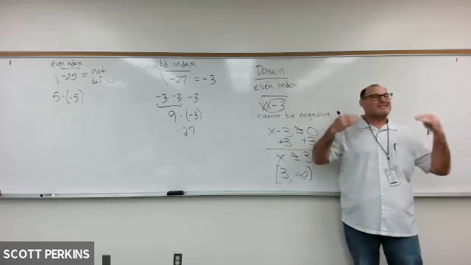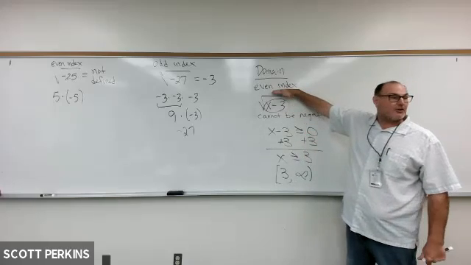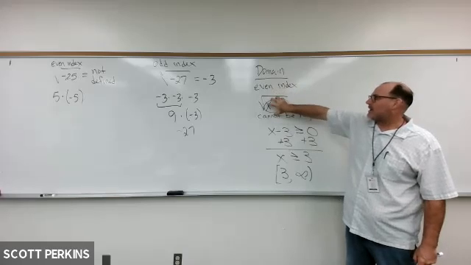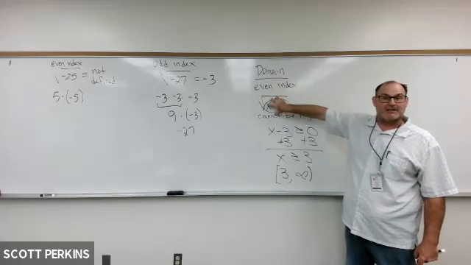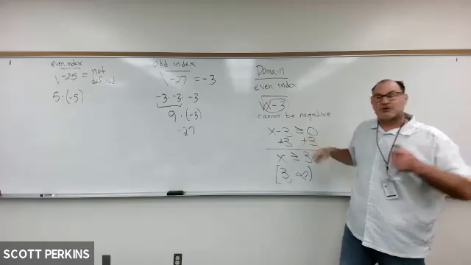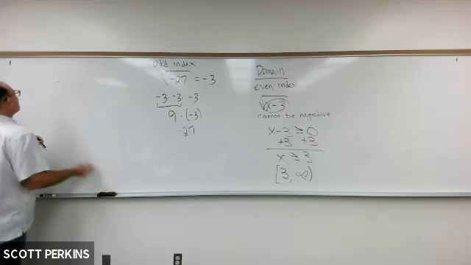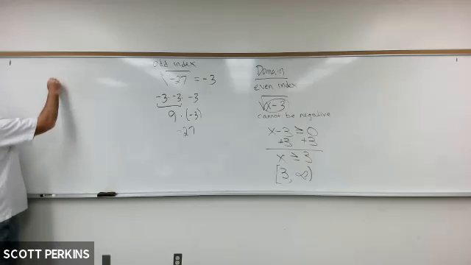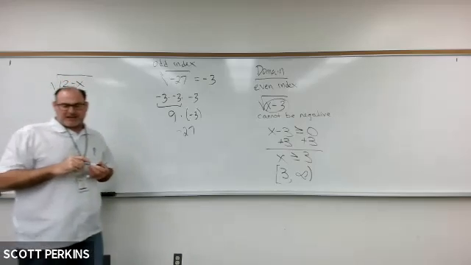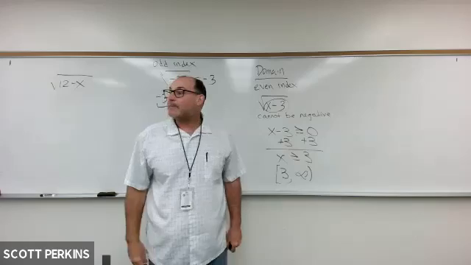So I just want to summarize. If you have an even index on your radical and you're asked to find the domain, what you do is you take whatever's under the radical, the radicand, and you say that has to be bigger than or equal to 0. So here's one for you. I would like you to please find the domain of this right here. If I give you the square root of 12 minus x, please find the domain and write it in interval notation.